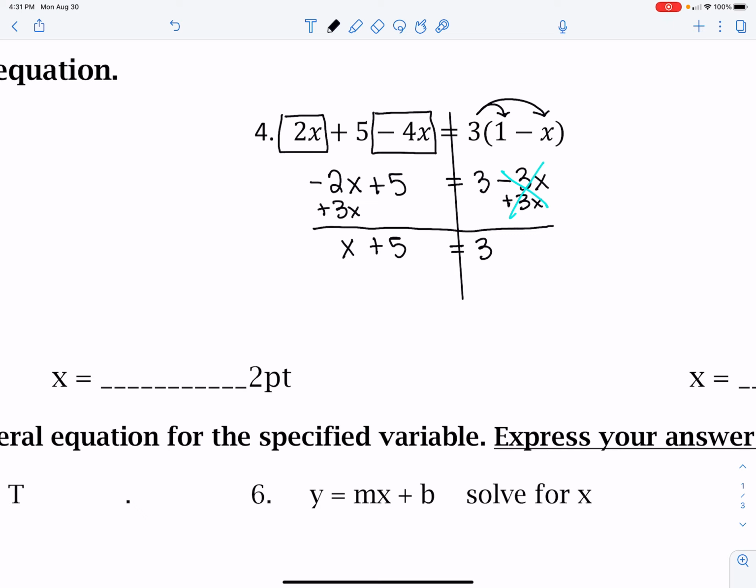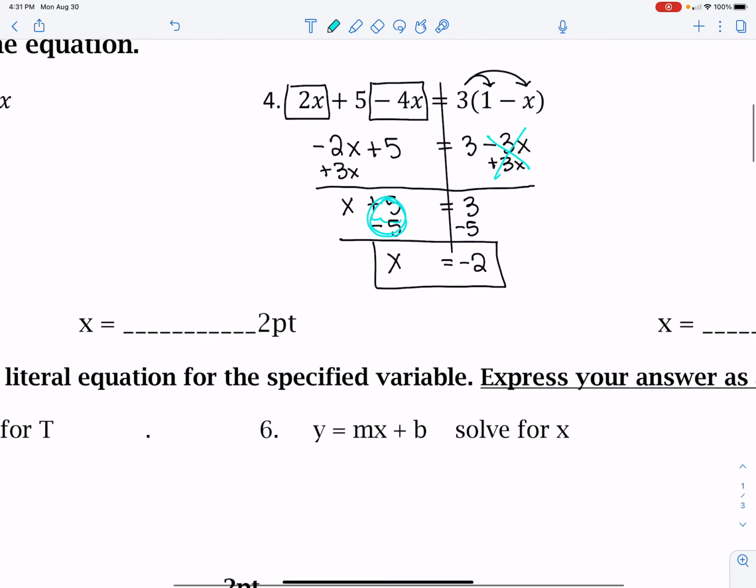Now, I have to move the 5 to the opposite side to get it away from x. So the opposite of 5 would be subtracting 5 from the right side of the equation. So I have x equals negative 2. Remember that these end up canceling out. There's nothing left there. They equal 0. Okay?